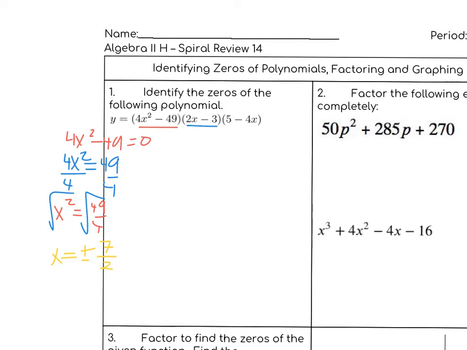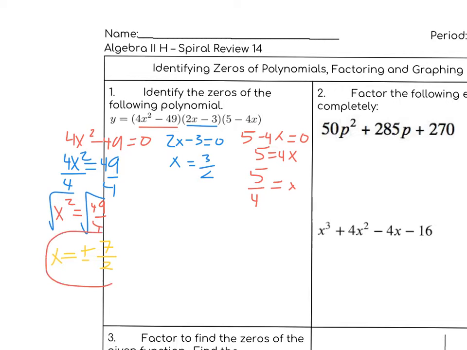Moving on to the next one, 2x minus 3 is equal to 0. And that gives me x is equal to 3 over 2. And then I've got 5 minus 4x is equal to 0. That gives me 5 is equal to 4x. And then if I finish that off, 5/4 is equal to x. So my zeros are plus or minus 7 over 2, 3 over 2, and 5/4.